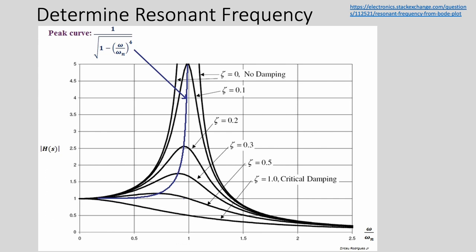So now we're looking at the amplitude or the gain plot again, and this shows the various values. As I mentioned earlier, we're looking at the peak for this resonant peak. There is the value for no damping, and then there's the critical damping. So this just gives you a visual and shows the equation for the peak curve as well.